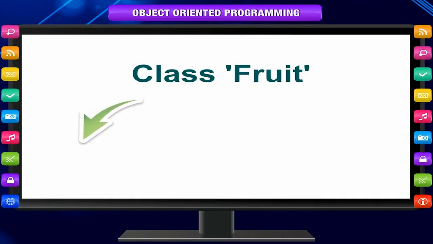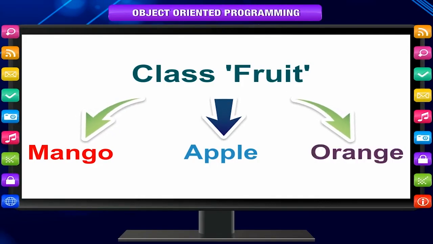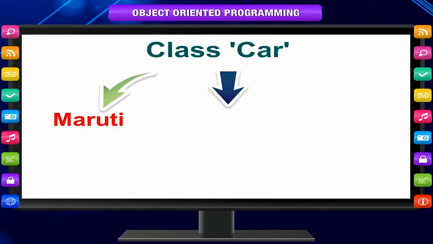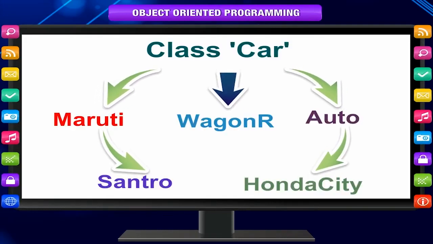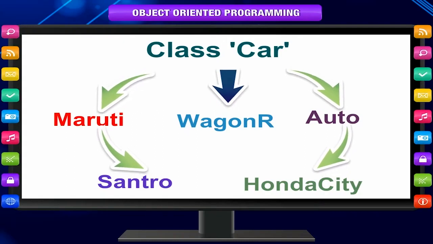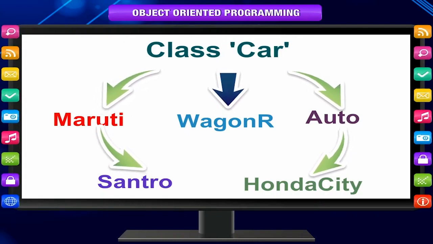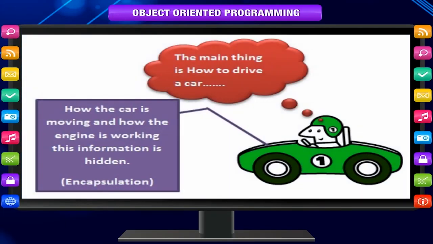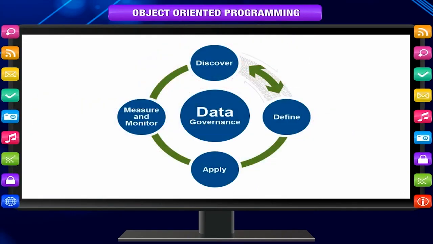Class. A class is a collection of objects of similar type in the real world. For example, mango, apple, and orange are members of the class fruit. In the same way, Maruti, WagonR, Alto, Santro, Honda City belong to the class car. A class in an object-oriented programming language is a blueprint or prototype from which objects are created. A class defines the attributes, shape or state, and behavior of a real-world object. Once a class has been defined, it becomes a user-defined data type, and we can create any number of variables or objects of that type.